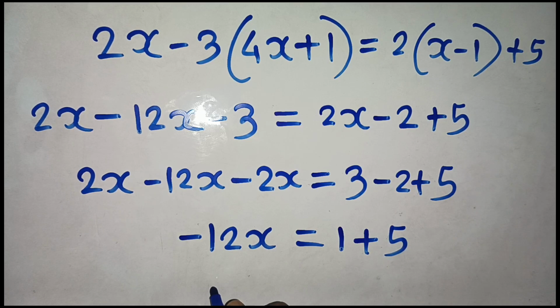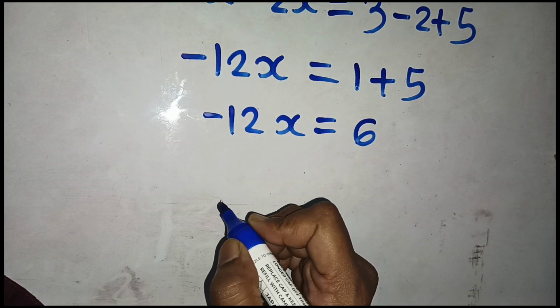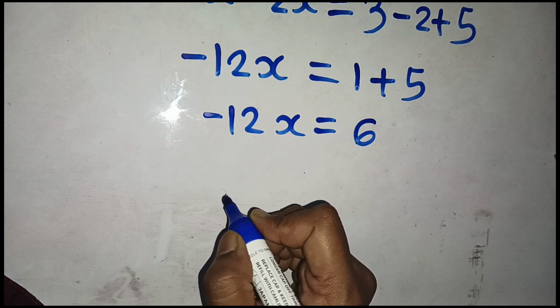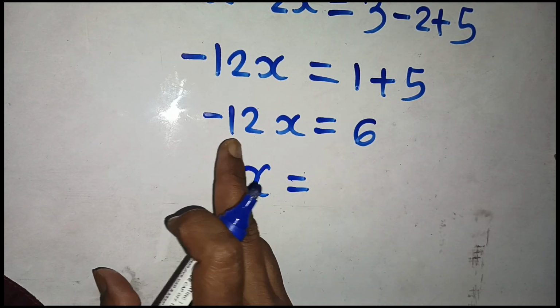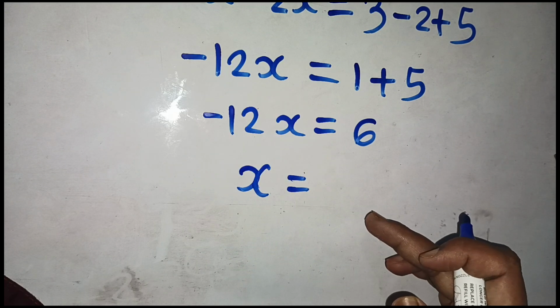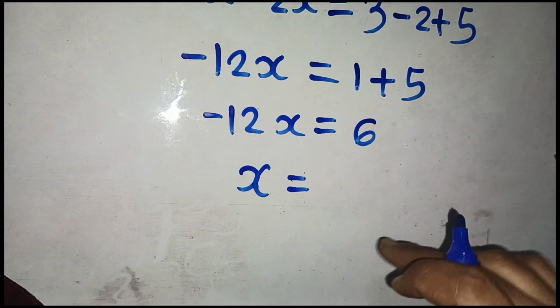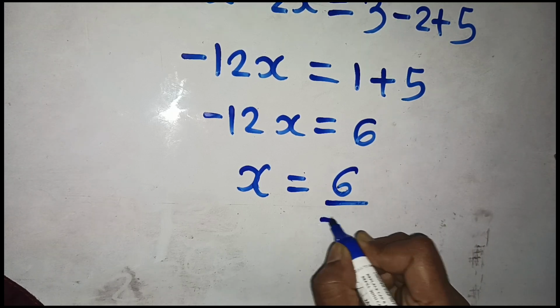So minus 12x is equal to 6. So x is equal to... minus 12 is multiplied to x. So while transposing to right hand side, it will divide the right hand side term. So 6 divided by minus 12.